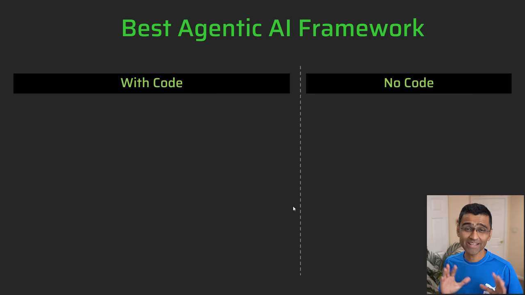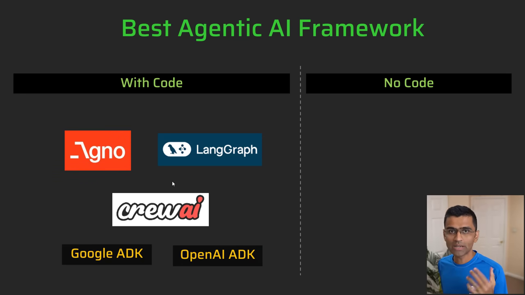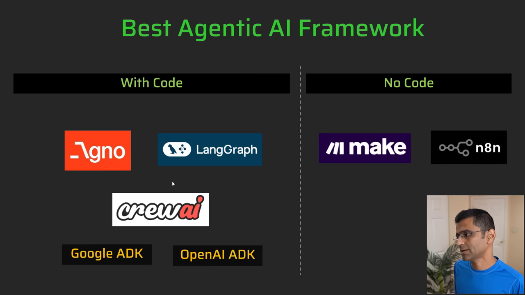There are many agentic AI frameworks out there, and we are going to talk about some of the no-code and with-code frameworks. In with-code frameworks, we'll discuss Agno, LangGraph, CrewAI, etc. In no-code, we'll quickly review n8n and Make.